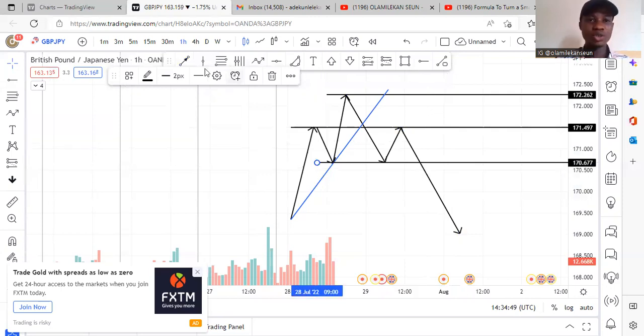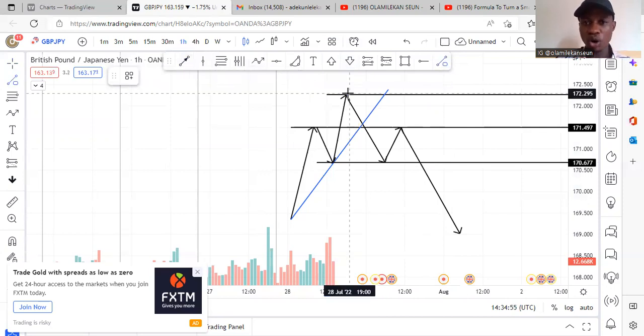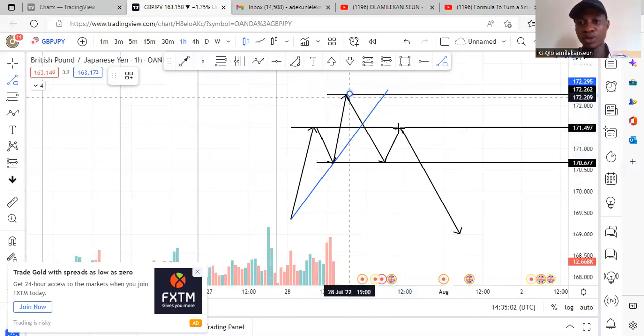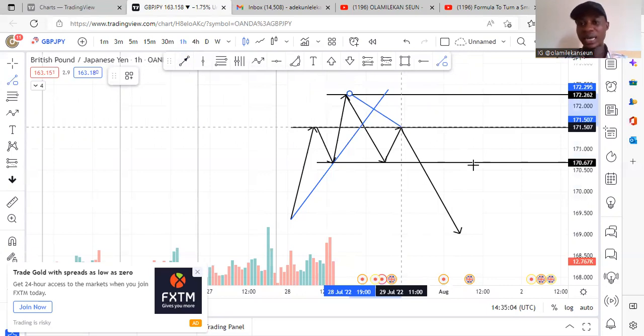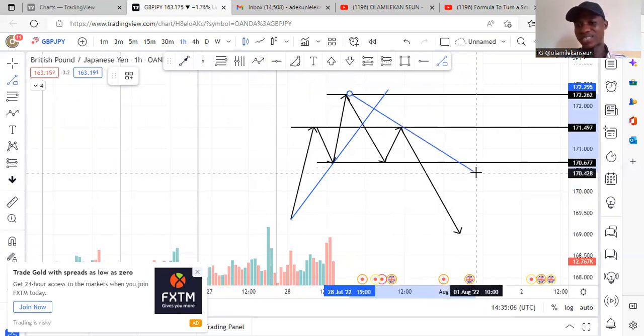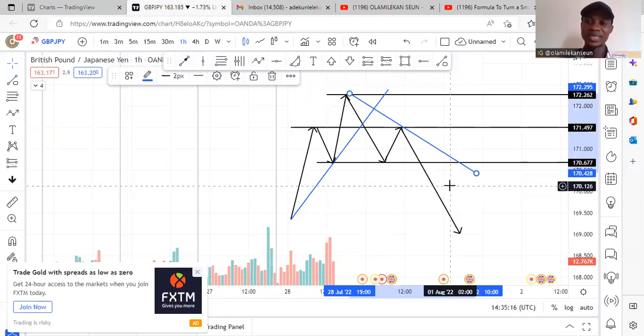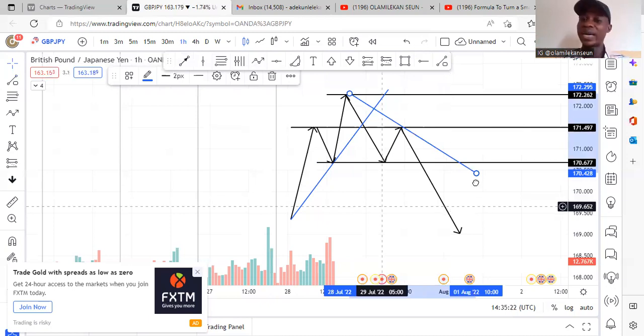Another thing you should understand is that from this top to this swing point, and from this swing point to this swing point, tells you that the market has changed the trend. It is now a downtrend. So that should give you another insight that the market is now in a downtrend, not an uptrend. So that is the easiest way you can identify the head and shoulder.